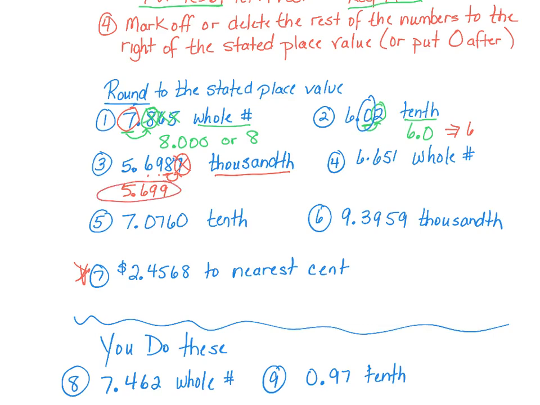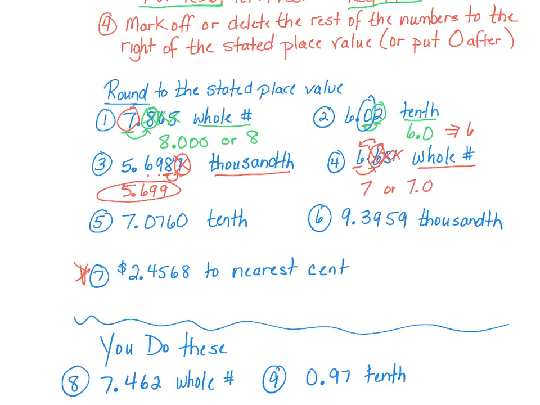Number 4, we're going to round 6.651 to the nearest whole number. Again, whole number is the 1's position. Draw an arrow 1 to the right. That's a 6. Okay, that's 5 or more, so I'm going to bump it up. This 6 right there is going to bump up to a 7. Everything else gets marked off. So my answer is either 7 or I could write 7.0. It doesn't really matter.